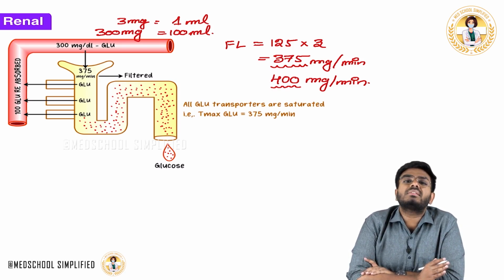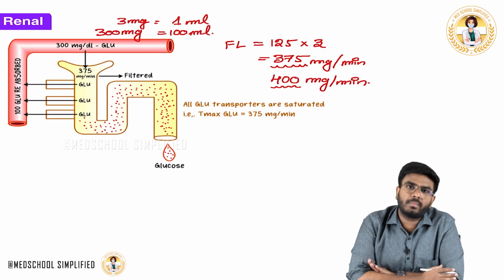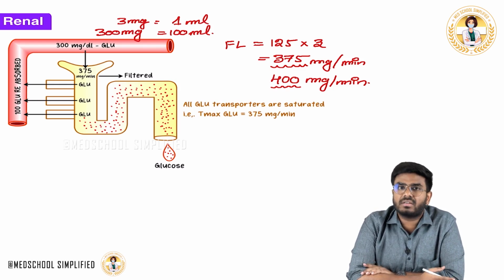Now, if you further increase the workload, what happens? Now, work cannot be done. 100 employees are saturated, 100 employees are working, but that extra work cannot be done.